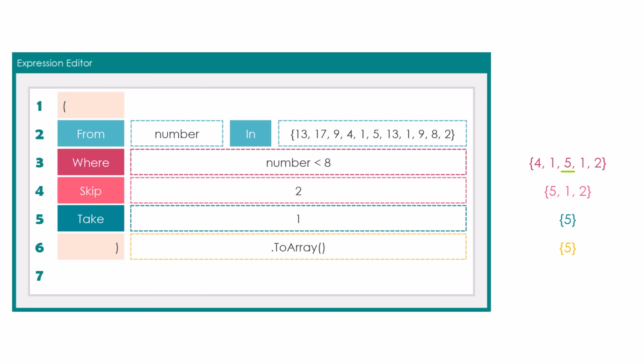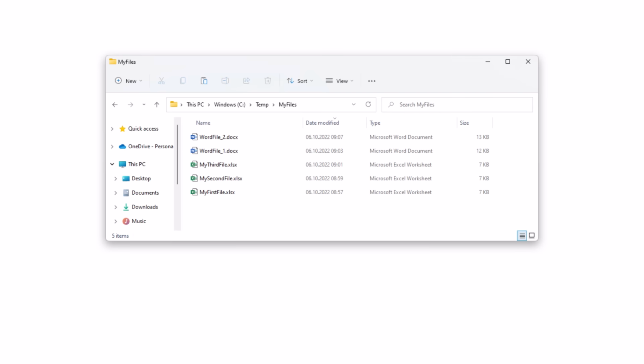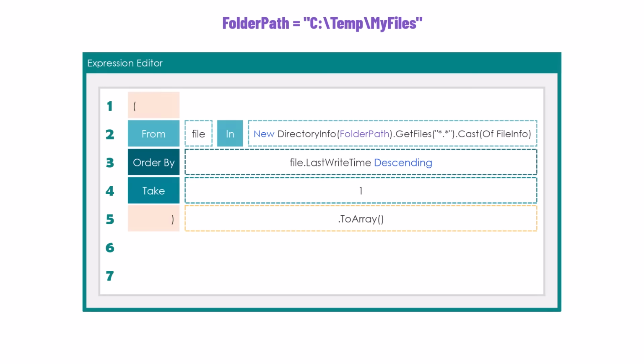Let's now check some real scenarios, where we can use both clauses. Assume I have a folder that contains different files, and I want to get the newest file from this folder. It means, I want to get only one file, which has the newest write time. Let's see how to do that. I have the variable folder path that contains the folder path. To get the newest file from this folder, I can use the following query.